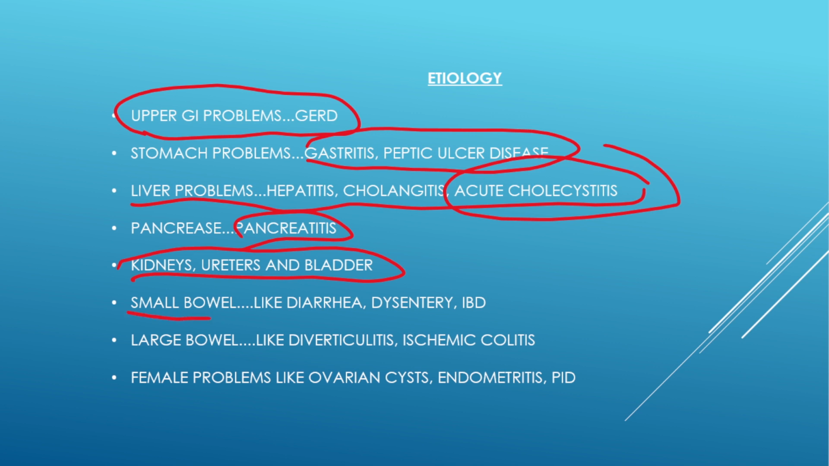Small bowel problems: diarrhea can cause spasmodic abdominal pain, dysentery will cause pain with blood. Inflammatory bowel disease will cause abdominal pain, fever, diarrhea, blood in the stool. Large bowel problems: constipation, especially in the elderly, will lead to diverticulitis, pain, and blood in the stool, especially in the elderly.